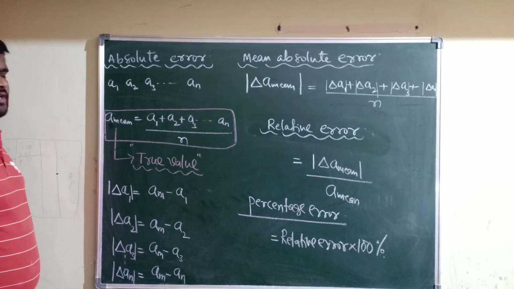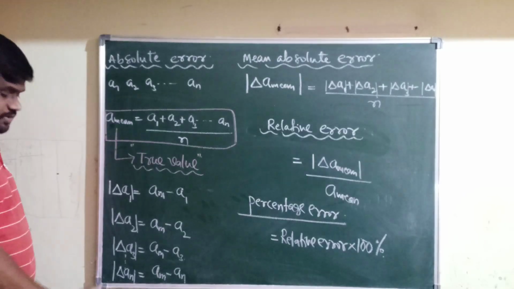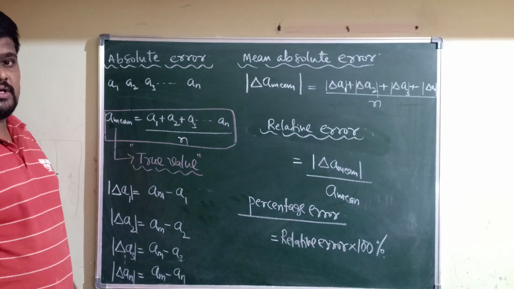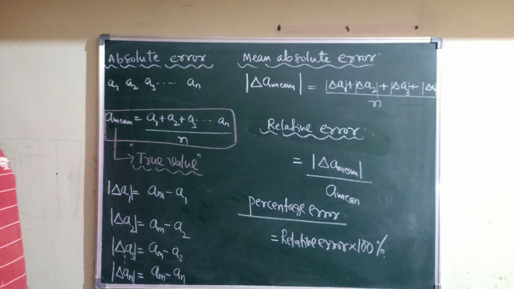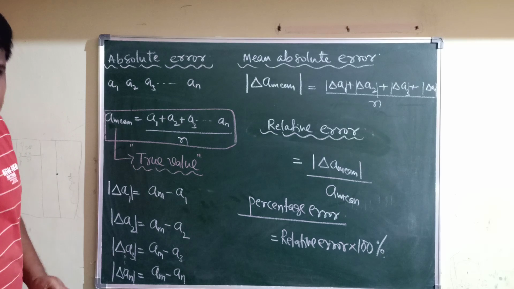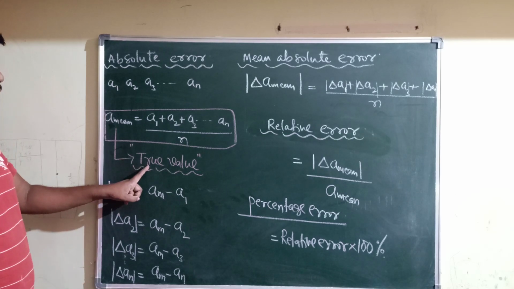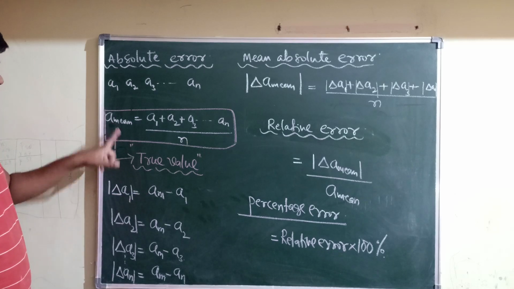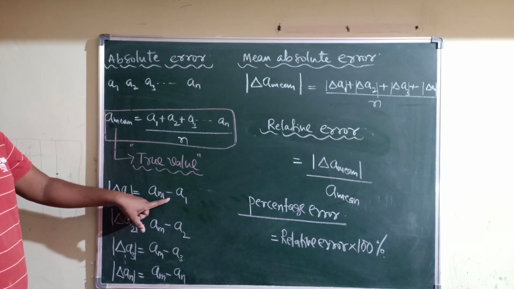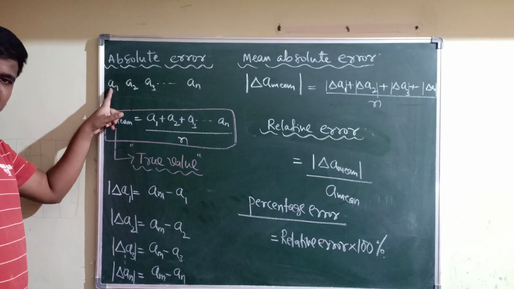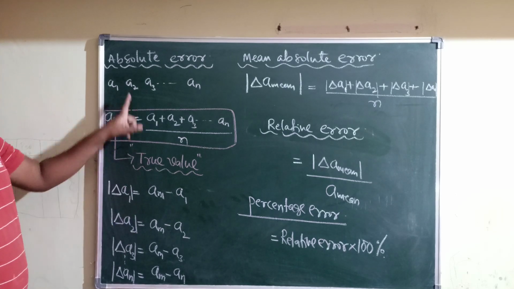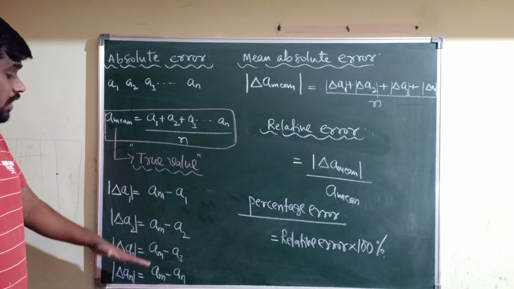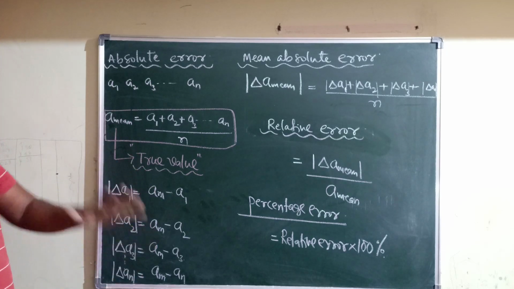Then I am calculating absolute errors in all the observations. Absolute error in first observation, absolute error in second observation, absolute error in third observation, absolute error in the nth observation. What is absolute error? It is the difference between true value and observed value. Which is true value here? A mean is true value. Minus, which is observed value? A1 is observed value. Second case, true value, observed value, true value, observed value. These all are called absolute errors in the measurement.